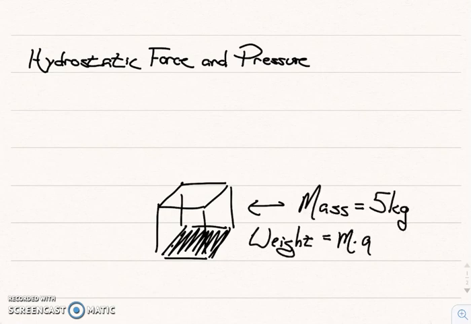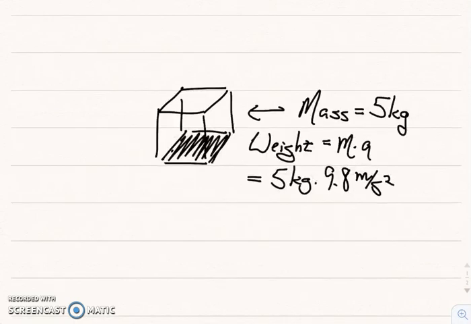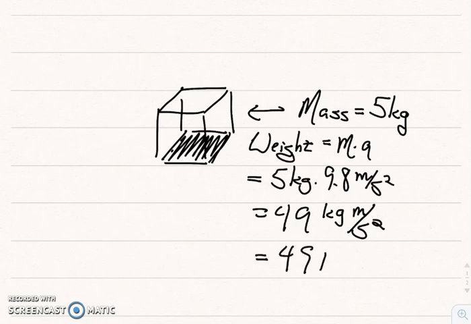If the mass of this block is, let's say, 5 kilograms, we can calculate the weight as we have before using the formula weight equals mass times acceleration due to gravity. So we get 5 kilograms times 9.8 meters per second squared, which gives us 49 kilogram meters per second squared, or in more familiar units, 49 newtons. So that's the force being exerted downward by this mass.